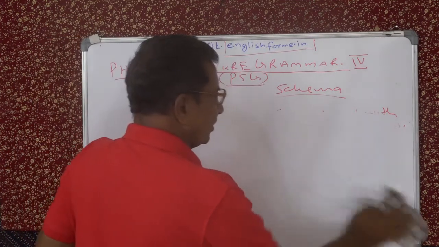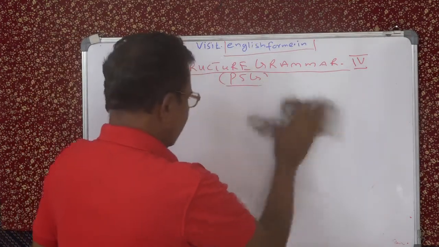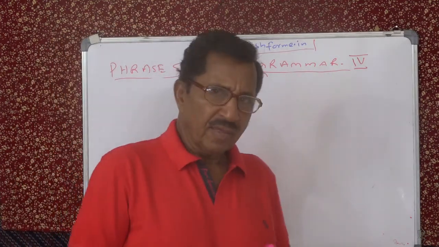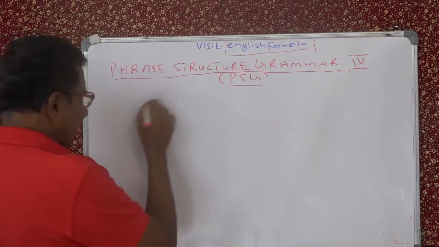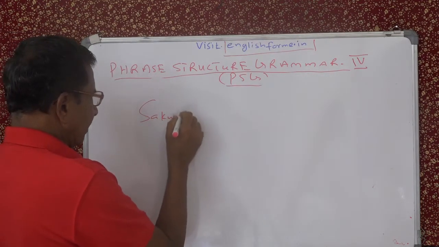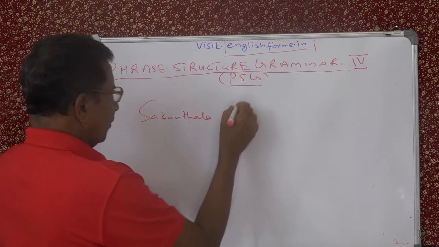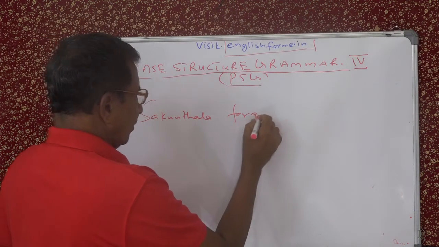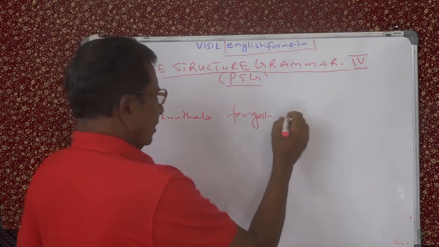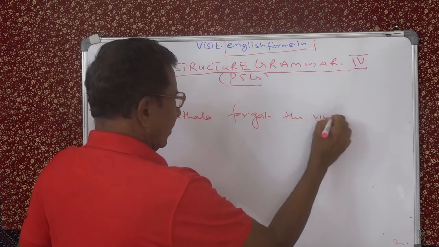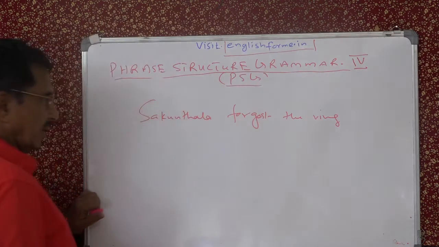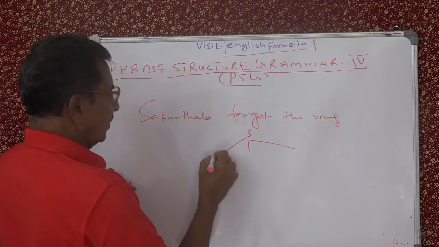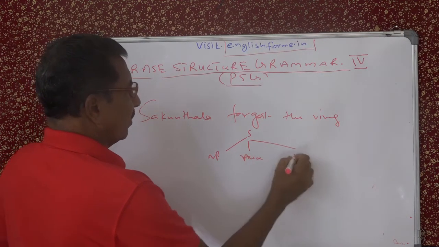One more example. Are these enough examples for you? You should be able to do it yourself. Yes. Shakuntala. You can say Shakuntala forgot the ring. So here we have got a sentence: NP, auxiliary and VP.